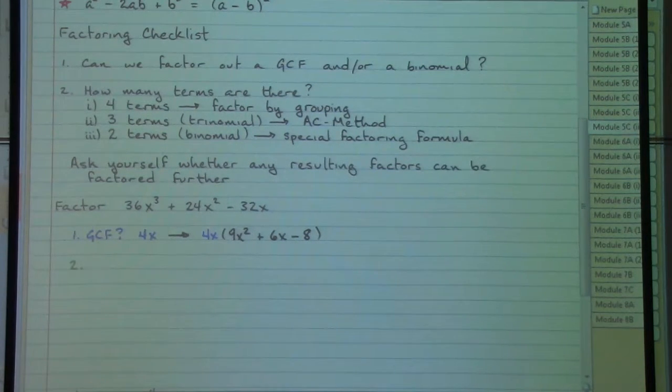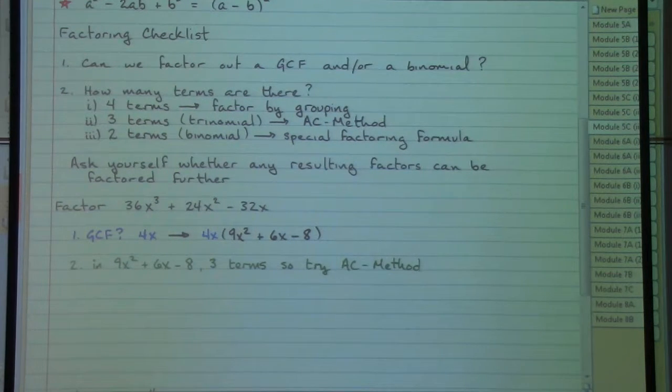So in our second step, when we worry about how many terms there are, what we're going to be looking at is the 9x squared plus 6x minus 8. We have, nice job, not 2, but 3 terms. So we're going to try the AC method.